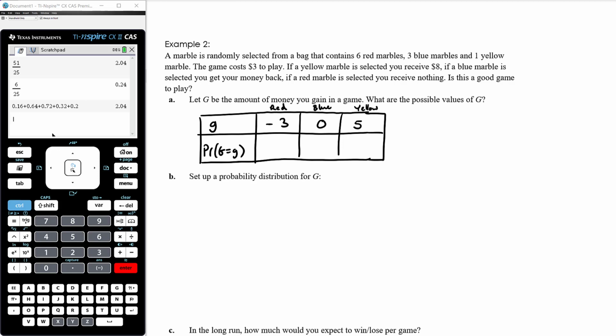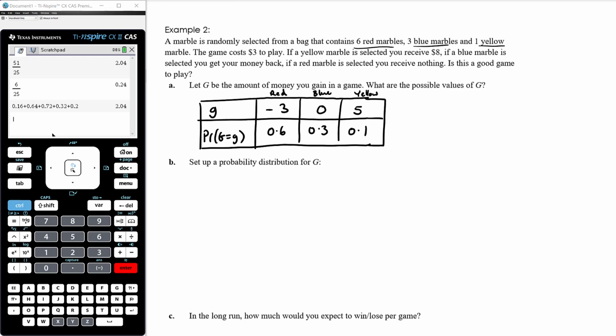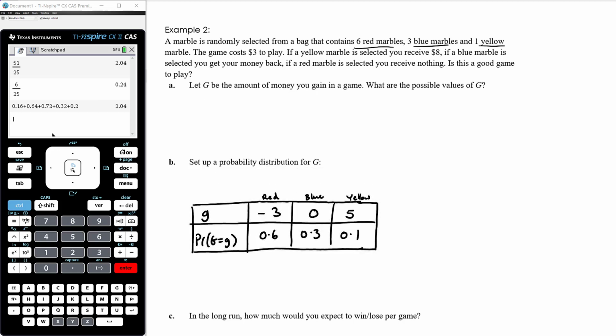So if we work out those probabilities, the bag has 6 red, 3 blue and 1 yellow, so we've got a total of 10 marbles there. Probability that we get a red is 6 out of 10 or 0.6. Probability that we get a blue is 3 out of 10 or 0.3. And probability of a yellow is 1 out of 10 or 0.1. I'm sorry, I have answered part B here in part A. Part A was about listing out possible values for G. So G could either be -3, 0 or 5.